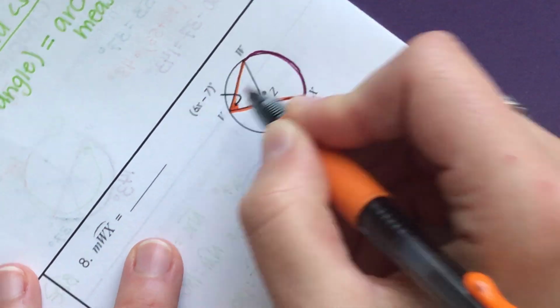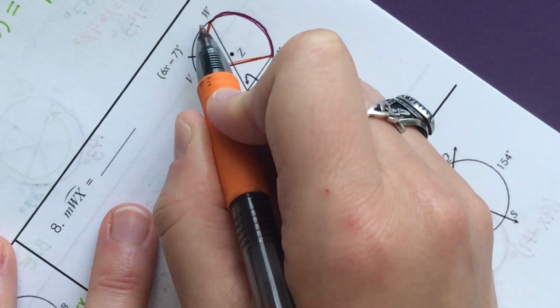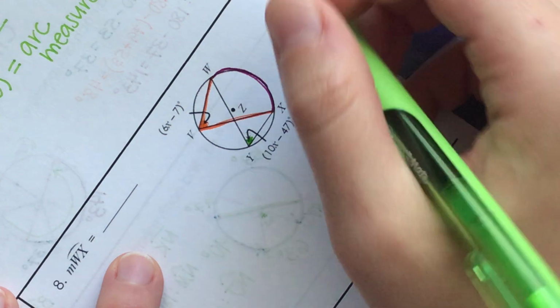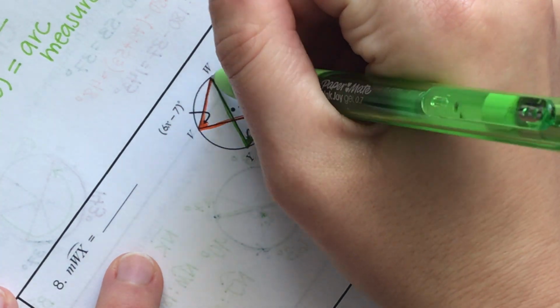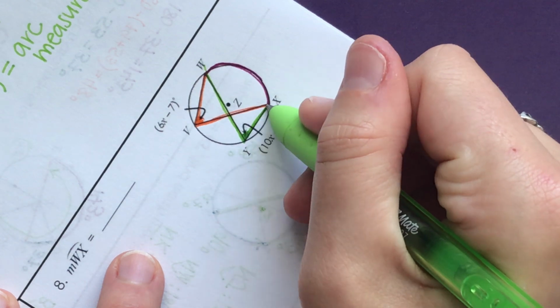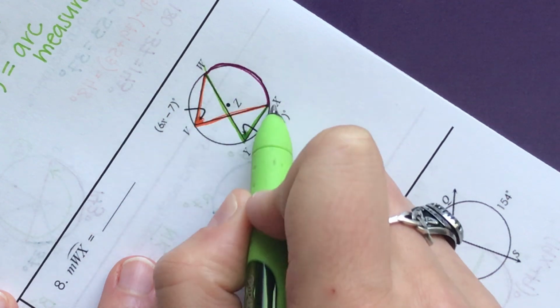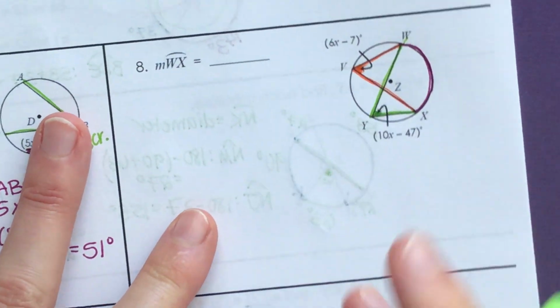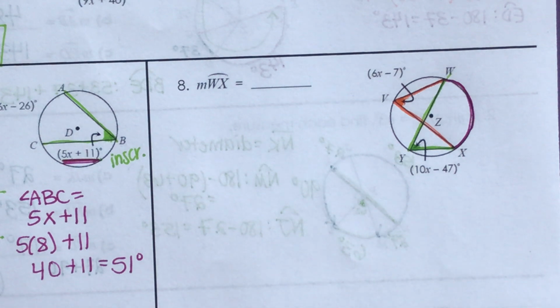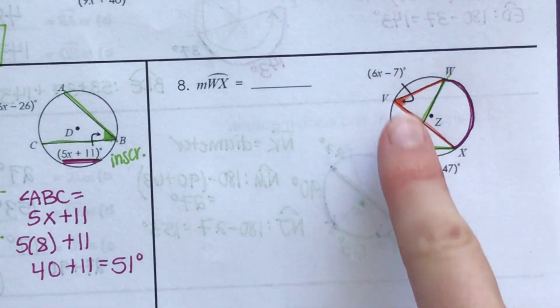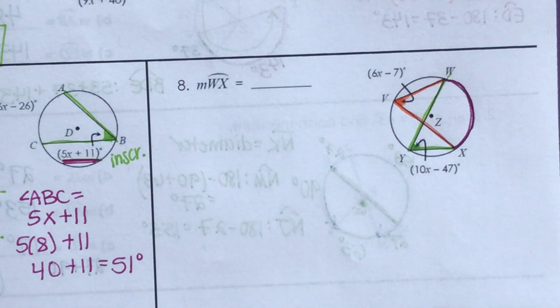Notice that this angle matches up with this purple arc right here. The other angle I have right here is WYX. And notice that this angle also matches up with the same purple arc. I've got two overlapping angles. And because these two angles are overlapping and they cross at the same spot over here on the arc, these two angles are going to be exactly the same. They are equal to each other.